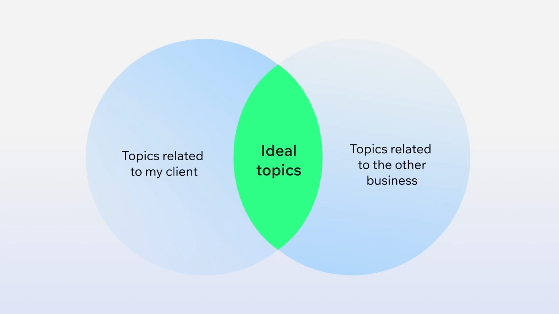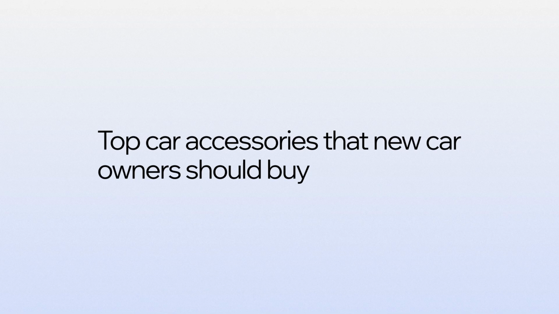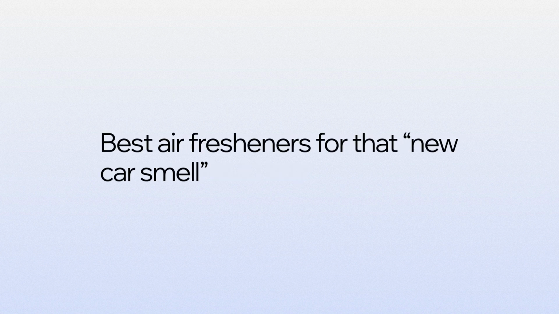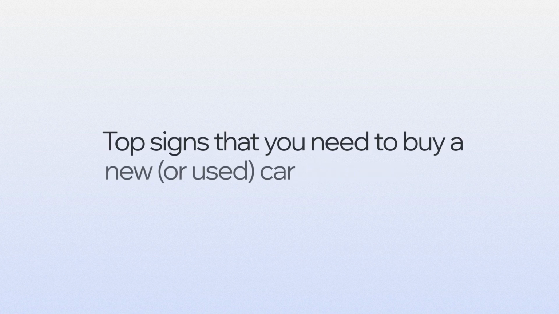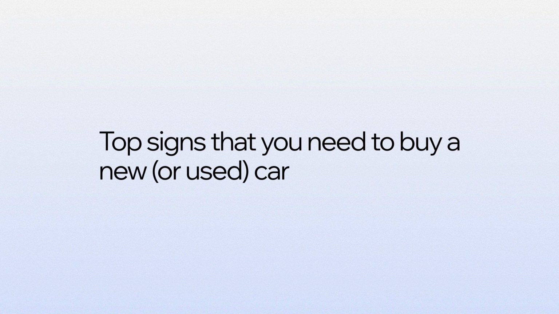When I'm doing this, I like to picture a Venn diagram. One circle has topics related to my client, the auto dealership, and the other circle relates to other businesses. So in this case, auto parts. Ideally, guest post topics will fall within the overlap of these two circles. So here, some of my initial ideas might be top car accessories that new car owners should buy, best air fresheners for that new car smell, 10 maintenance tips to keep your car running like new, top signs that you need to buy a new or used car.